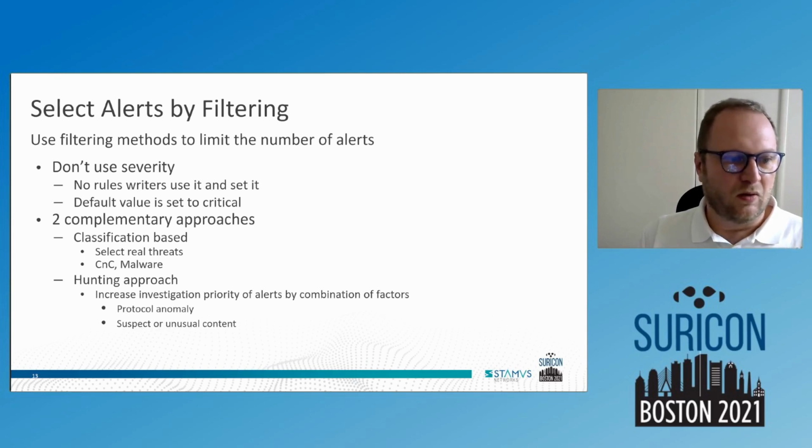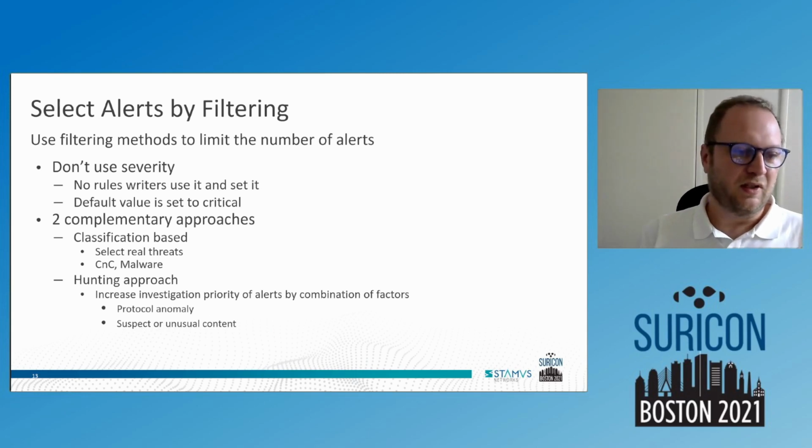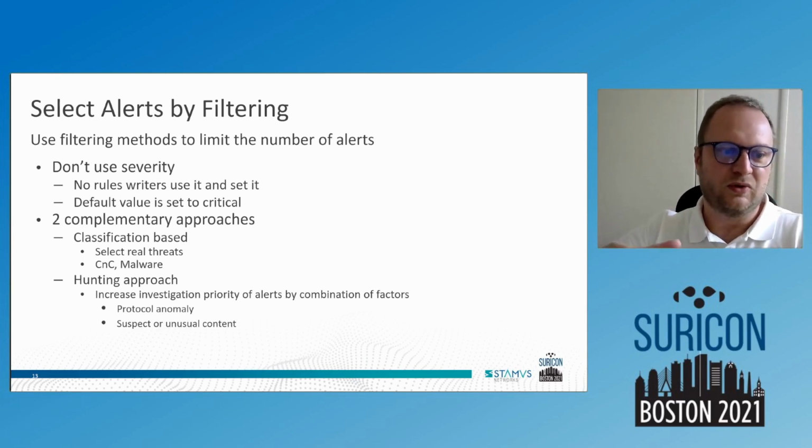And another, complementary way to do it is the hunting approach, where you look at an alert and you combine this with some other factor, like a suspect or an unusual content. It could be a strange HTTP user agent. It can be an old TLS version that is not used anymore in production. So all those things allow you to find combinations based on an alert to escalate some alert from being kind of a noise to something that is maybe interesting to look at.